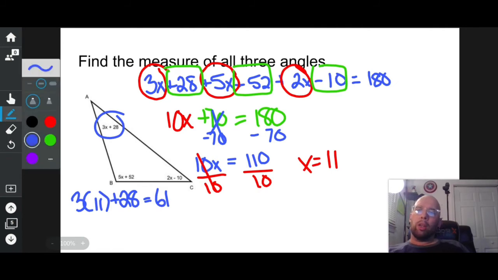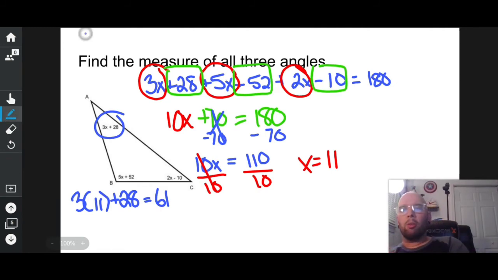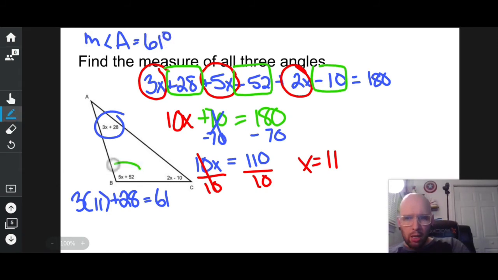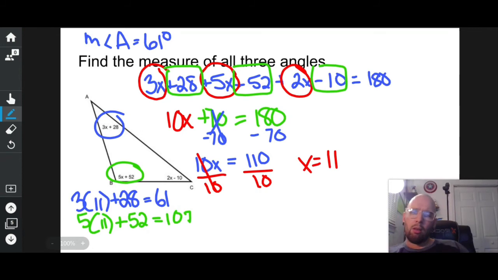So over here, I'll just write the answer at the very tippy top. The measure of angle A is 61 degrees. Let's do angle B here in green. So 5 times 11 is 55, plus 52 is 107. So the measure of angle B is 107 degrees.